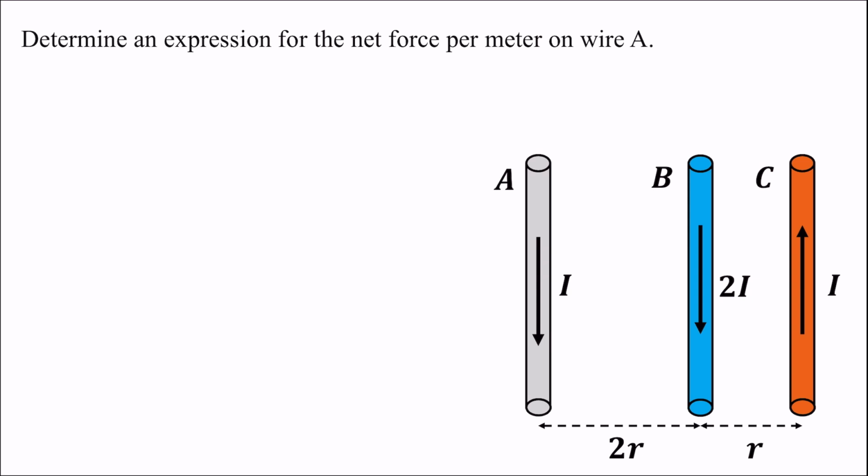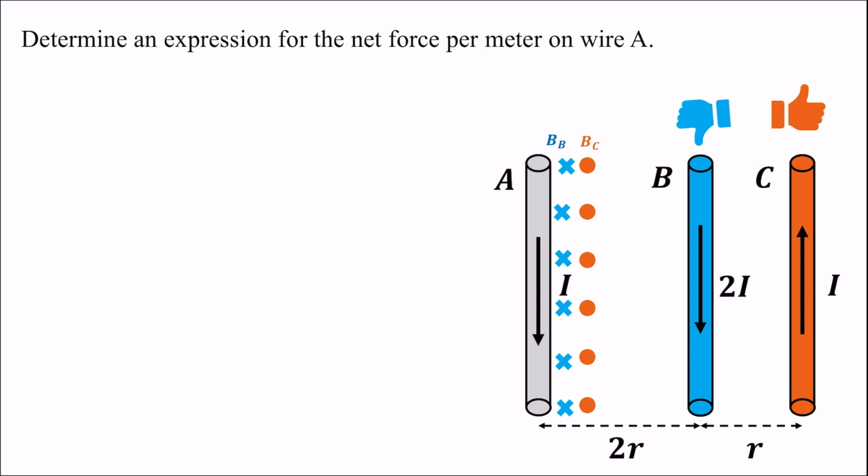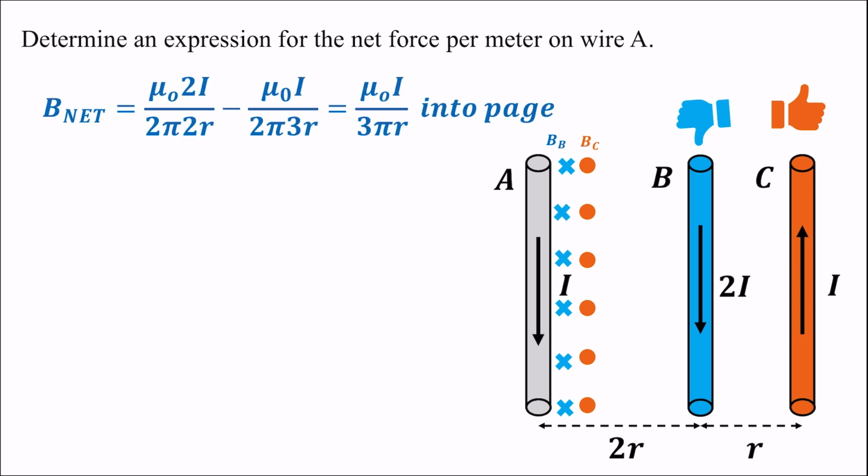So first I'll find the direction of the 2 fields. For wire B, the current is down, so I'll point the thumb on my right hand down. And when I do that, my fingers curl into the page. For wire C, now I point my thumb up. When I do that, my fingers curl out of the page to the left of wire C. Since they point in opposite directions, I'll find the difference of the 2 fields. And I get that the net field is mu sub 0 I over 3 pi r, and it's into the page, since wire B has a bigger field at the location of wire A.